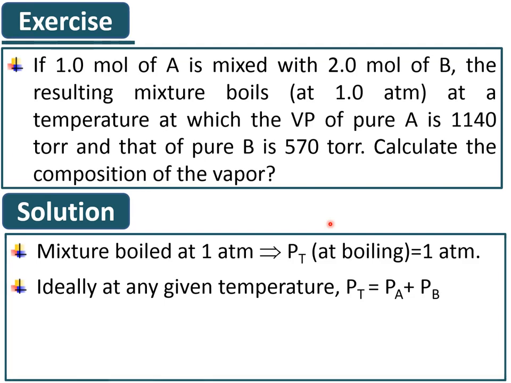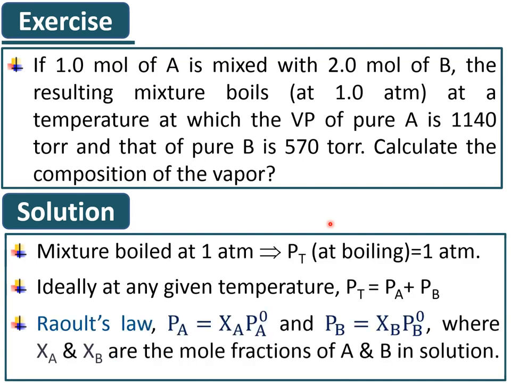Okay. So from Raoult's law, we can get a relationship between the partial pressure of A with the mole fraction of A in a given solution. So you can apply Raoult's law here, and everything is known here. You have the vapor pressure of pure A and the vapor pressure of pure B, and you have the mole fraction of A and the mole fraction of B.